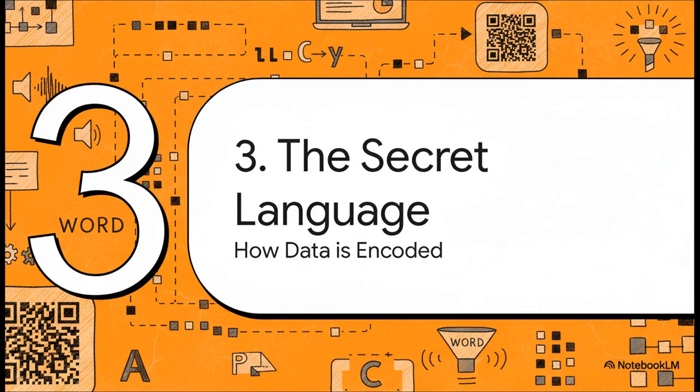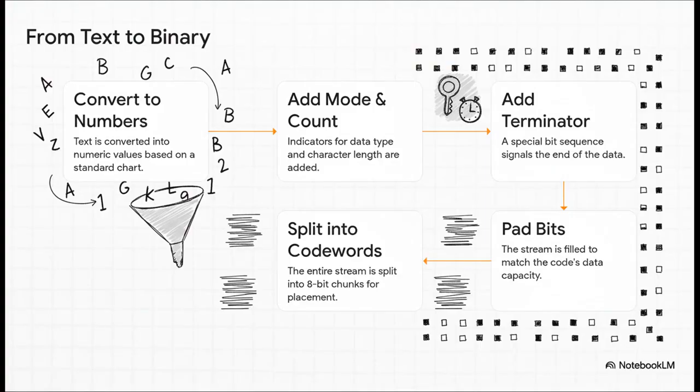But how does actual information, like a word, get translated into all those little black and white squares? This is where we get into the code's secret language. It's actually a pretty involved process. The data doesn't just get dropped in. First, the text is converted into numbers. Then, the code adds what's called metadata, so information about the information, like what type of data it is and how long it is. Finally, it's all bundled up into these 8-bit chunks, ready to be placed on the grid.